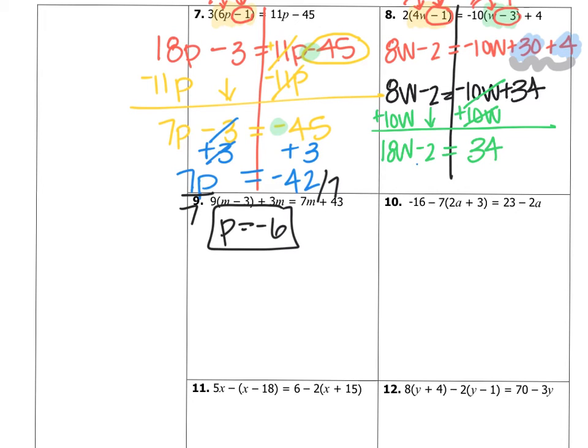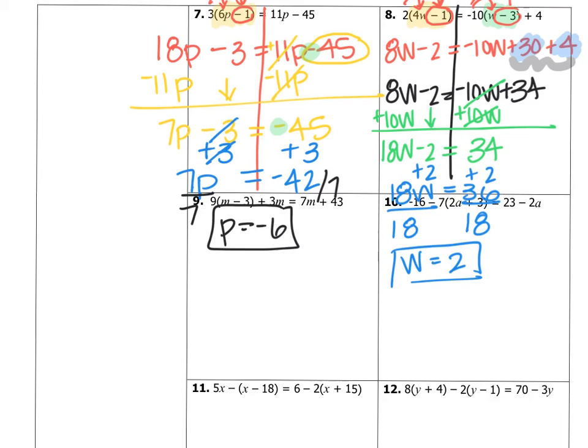Last step, I'm going to add 2, almost the last step, I guess I should say. Add 2. I get 18W equals 34 plus 2 is 36. And then I'll divide by 18 on both sides to get the W all by itself. So 36 divided by 18 is 2. So you should get that W equals 2.